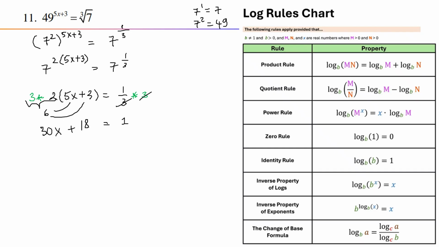Now we will subtract 18 from both sides. We cancel this part. We have 30x equal negative 17. Now we divide both sides by 30 so that we isolate x. That is negative 17 over 30.